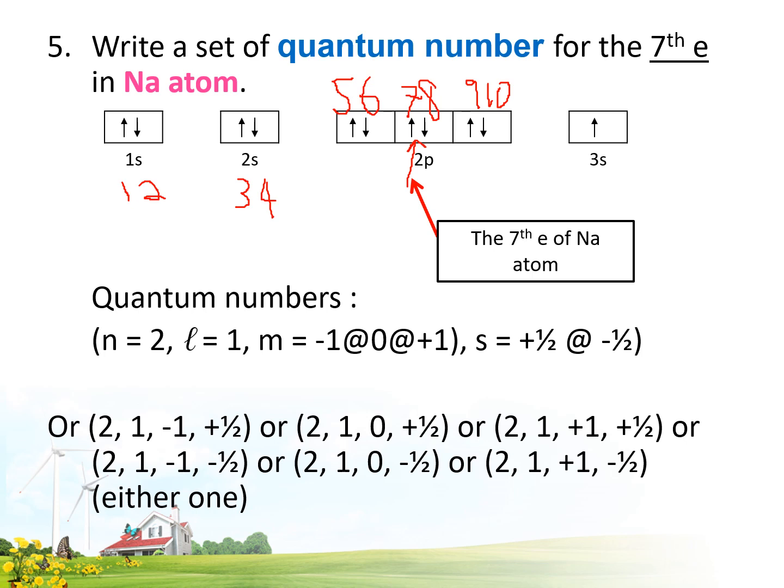So the quantum numbers would be n equals 2 because it's 2p, l equals 1 because it's p, m equals either -1, 0, or +1 because these may refer to x, y, or z. Spin can be the upper arrow or the lower arrow. So for this question, it can have up to 6 choices.